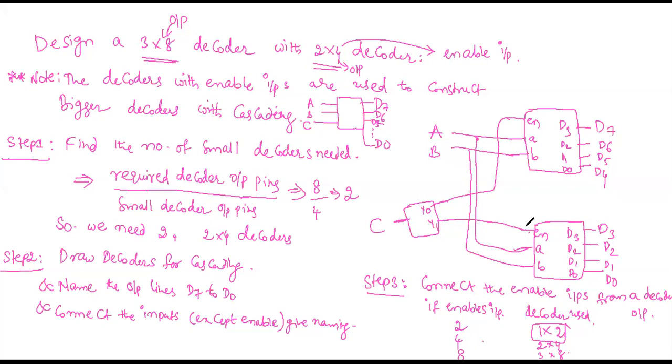And step 3, connect the enable inputs from a decoder. How many outputs are there? How many enable inputs are there? 2. So we have to take 1 by 2 decoder. If the number of enable inputs are 4, use 2 by 4 decoder. These are the connection process.